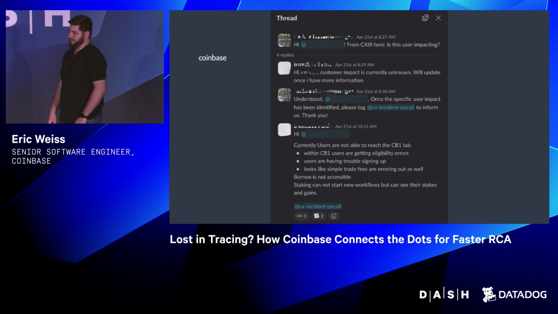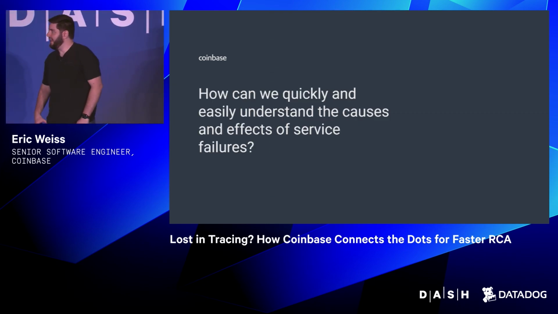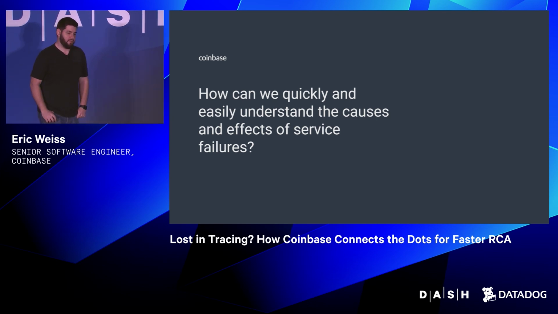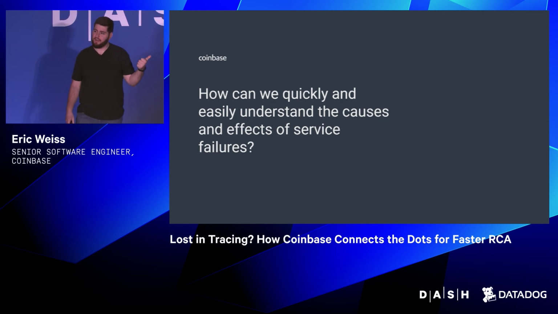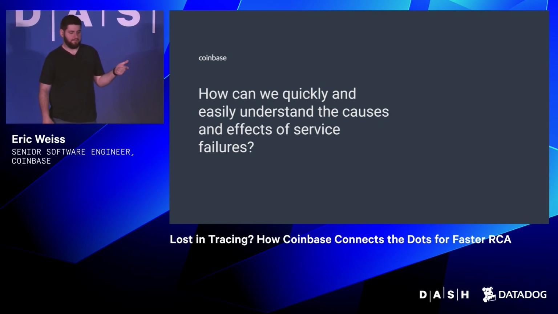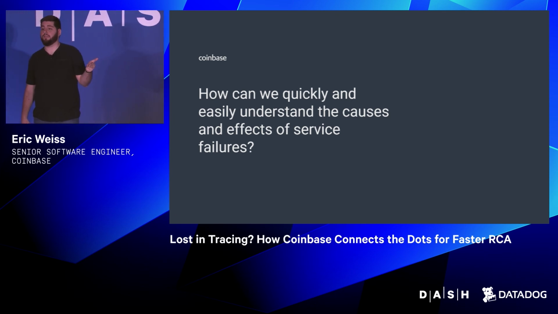So there were many important learnings from this incident, but today we're really going to focus on one. How can we quickly and easily understand the causes and effects of service failures? Breaking this down, what are the things we care about? How can we better understand our network of microservices? What can we do to expedite impact identification? And how can we quickly determine when one service is ultimately causing another one to fail?